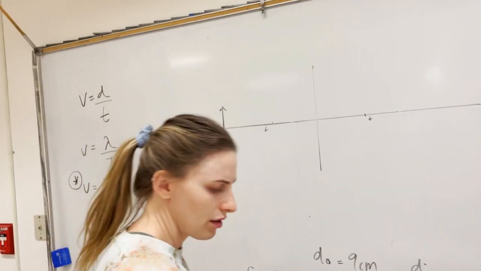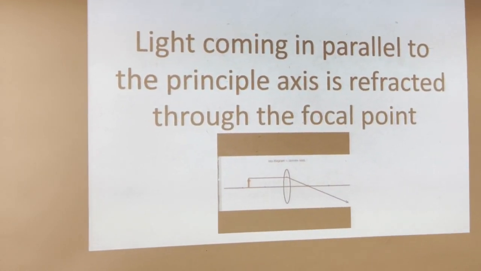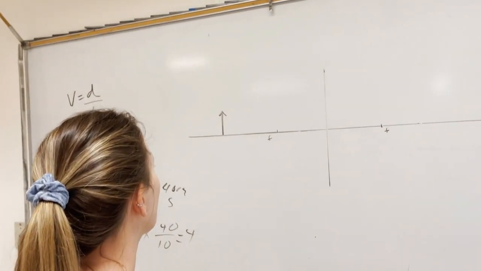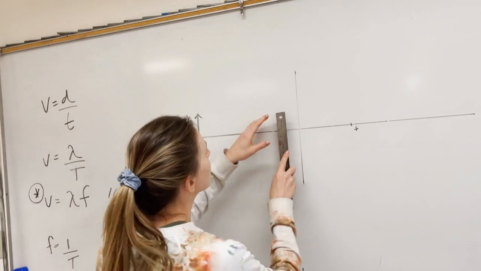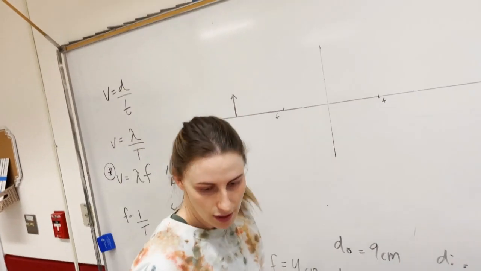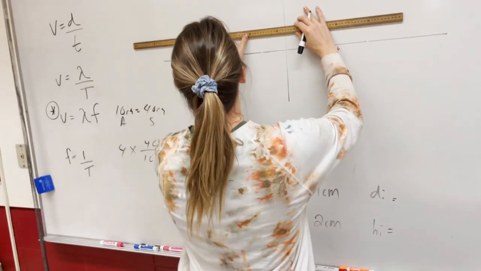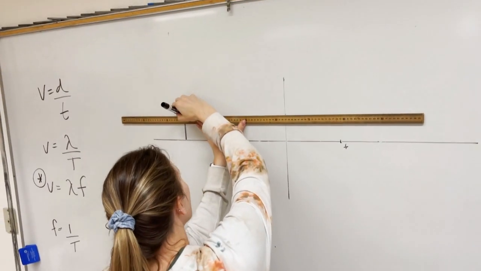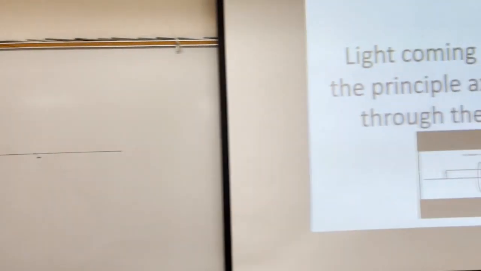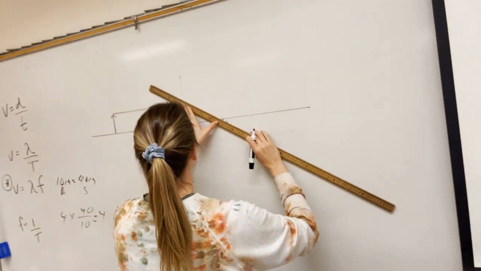Well, let's go back to that slide. Right, this one: light coming in parallel to the principal axis is refracted through the focal point. How can we make a line parallel to the principal axis into the lens? We've got to measure over here, 8 centimeters. I'm going to put it right there. For you, boys and girls, it's 2 centimeters. We've got to make this on the board big enough so you can see it. Okay, so there's my first ray. It comes in parallel and then goes through the focal point on the other side.